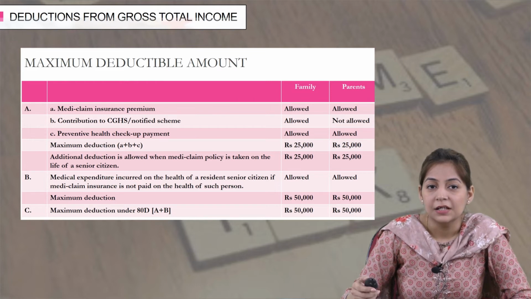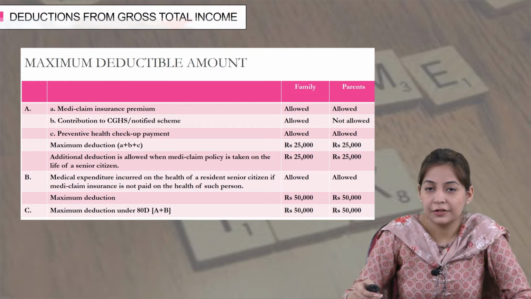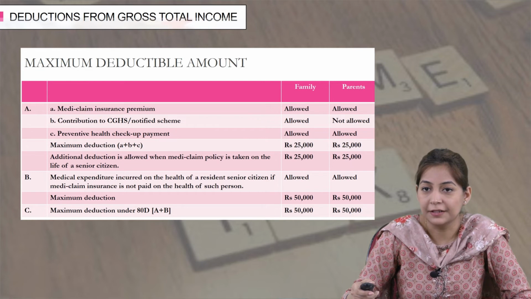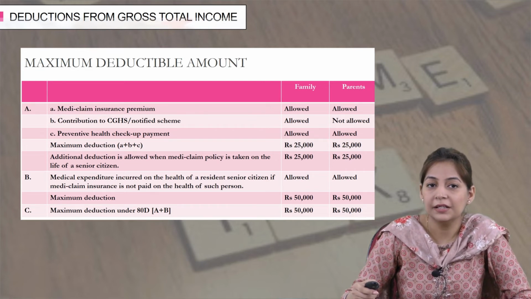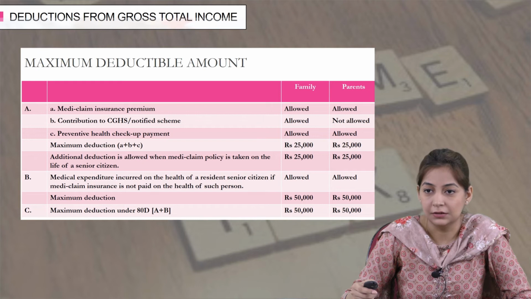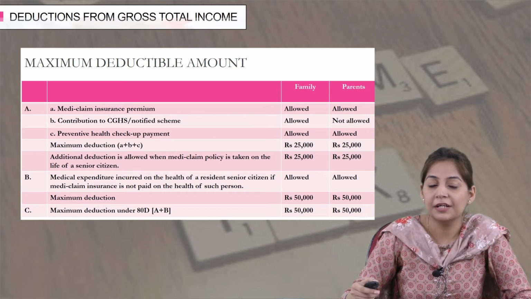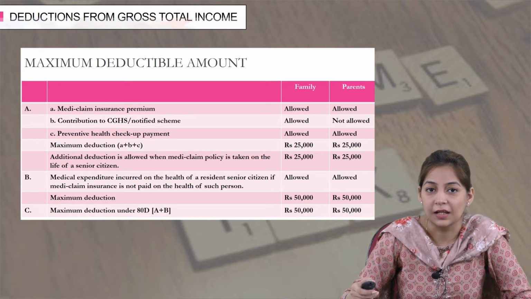Now next, for medical insurance premium, both family and parents are eligible to claim the deduction under section 80D. If you have made the contribution to CGHS or any notified scheme, in that case for family it is allowed, for parents not allowed. Next, preventive health checkup payment, again for both the categories, that is family and parents, the deduction is allowed.